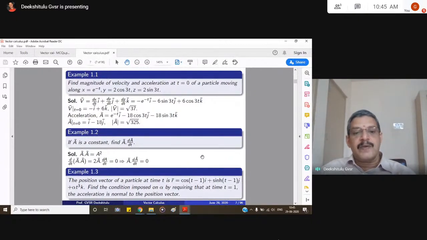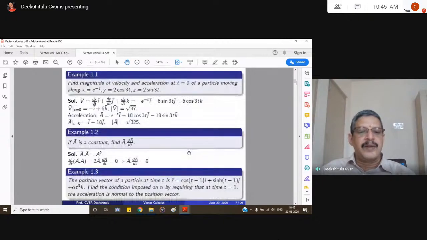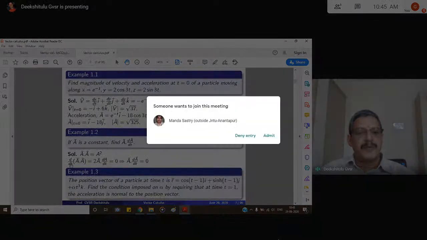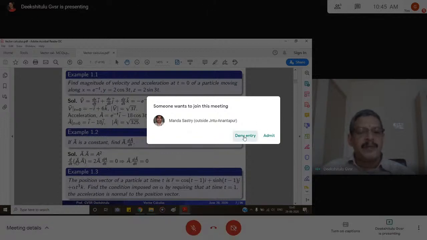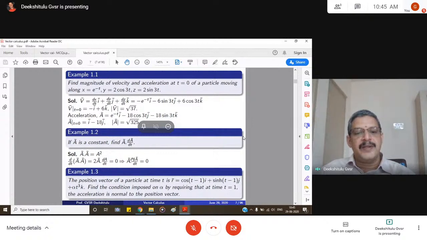Okay, mod a squared is equal to 0, something like this. So you need to know this standard result: a bar dot a bar is a square. We know that. If you differentiate now with respect to t, using the previous property, a bar dot dA by dt plus dA by dt dot a bar, because a dot b is equal to b dot a, we get twice a bar dot dA by dt is equal to 0. That means the dot product is 0, that is, a bar dot dA by dt is 0.